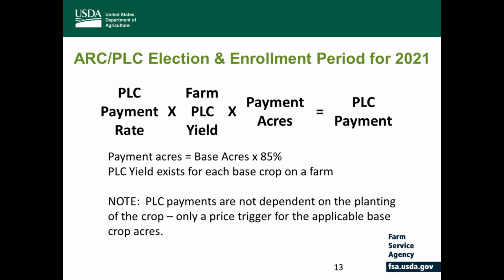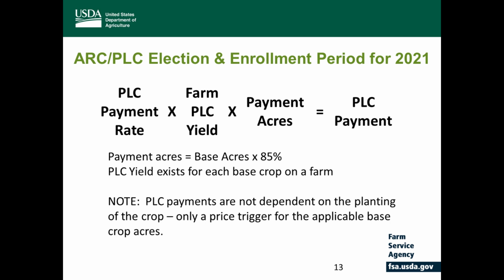This slide is just a quick reminder of what the farm level payment calculation equation would be. So you can see we would take that PLC payment rate times your farm's PLC yield times the payment acres. Now our payment acres for PLC is going to be the acres for the crop base times 85%.